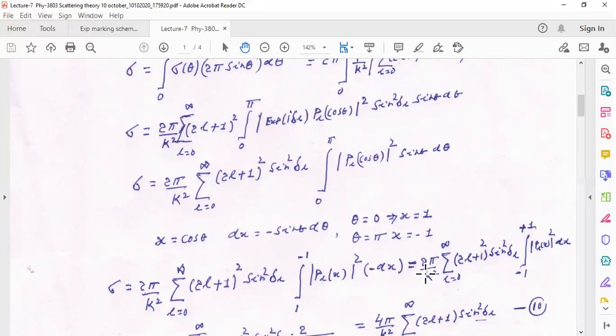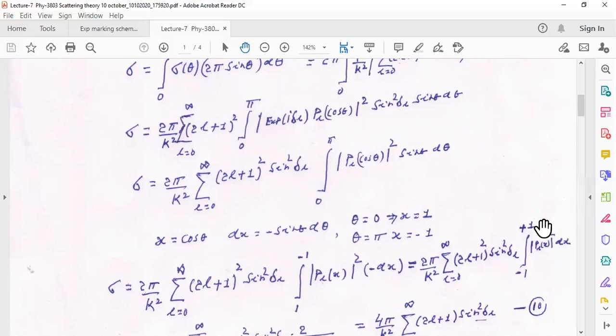And you get 2 pi over k square. You see (2l plus 1), that is a sum. Of course it is because of the contribution of all partial waves, so that's a summation. 2l plus 1 square sine square delta, and we can use the orthogonality property of Legendre polynomials, that is the integral from minus 1 to 1 of PL of x whole square dx. And this value is nothing but 2 upon 2l plus 1, where L is the orbital quantum number which we have used.